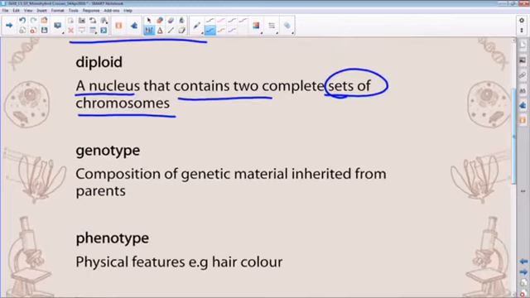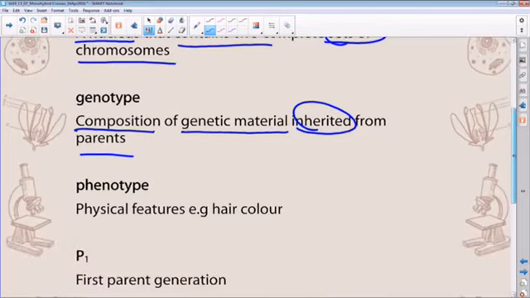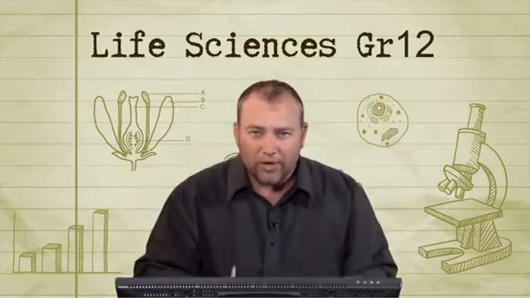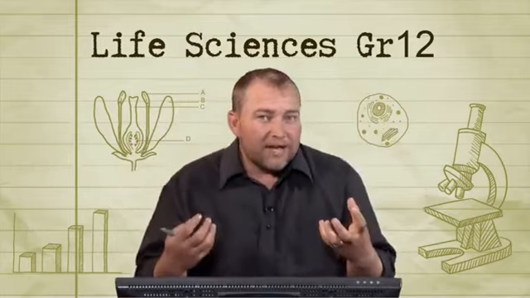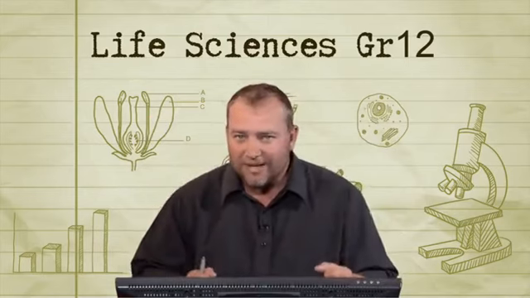Let's carry on. Next one, genotype. Remember, it's the composition of genetic material that you inherited from your parents. So that means your genes inside. And then, of course, you've got your phenotype. Phenotype is your physical features, in other words, for example, your hair color, as we put here. Because you are blonde, that's what you see. Your genes make you blonde, but what do I see? The color of your hair. So your phenotype comes from what your genotype is. How cool is that?